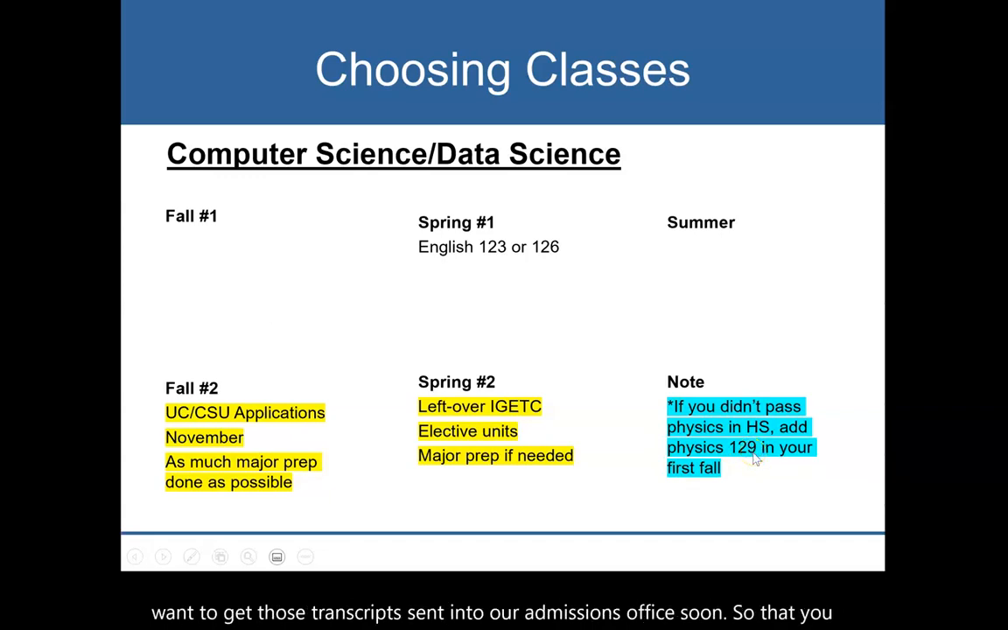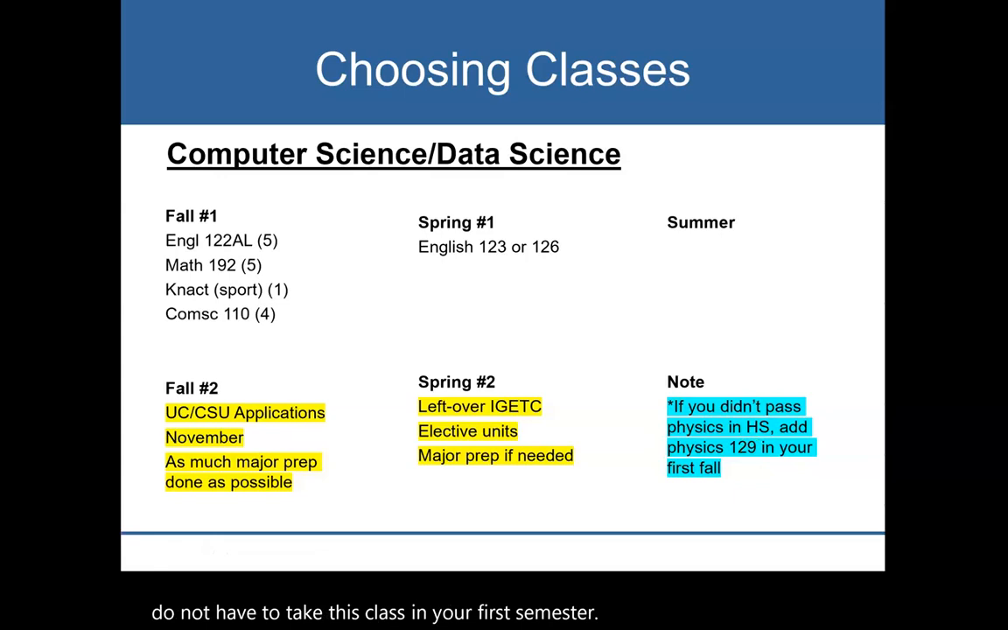But good courses to take if possible: English, our calculus. ComSci 110 is our intro to programming class. It's the prerequisite for many of the programming classes that are going to follow, things like C++, data structures, and so on.